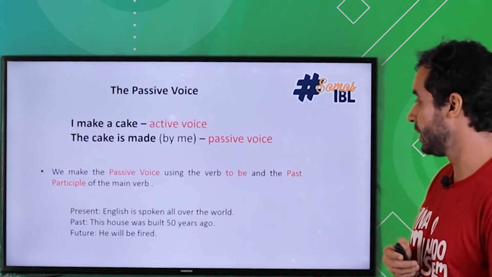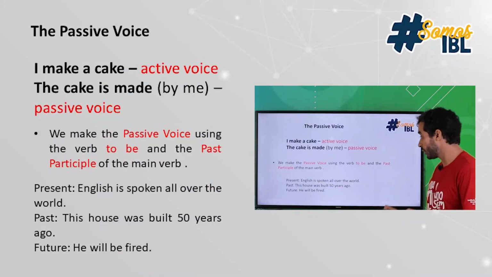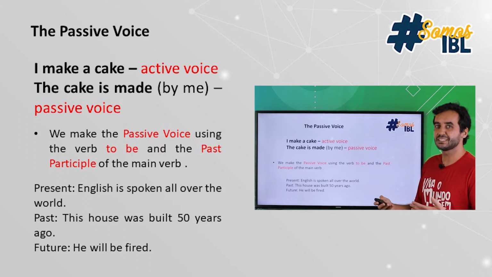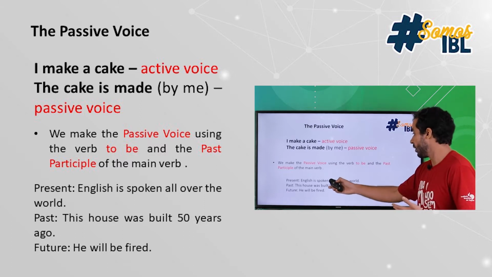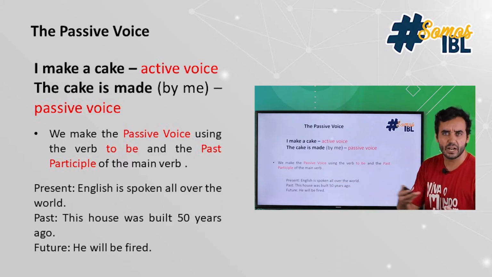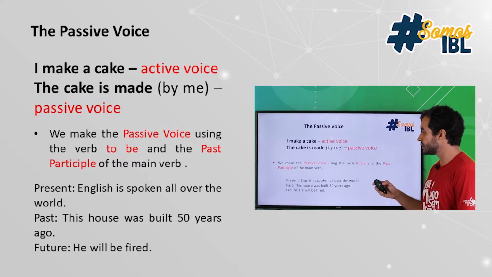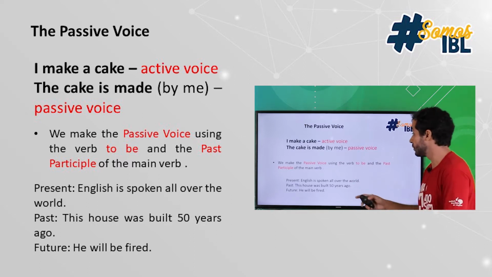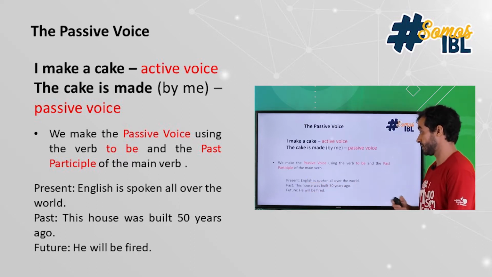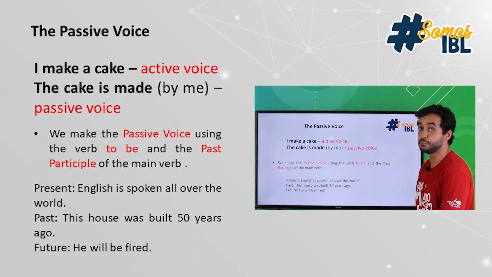For example, let's see a sentence in the present. English is spoken all over the world. In the active voice, we could say the whole world speaks English. That is the direct order, the active voice. But in this situation they use it differently: English is spoken. We have the verb to be and the past participle of the verb speak.